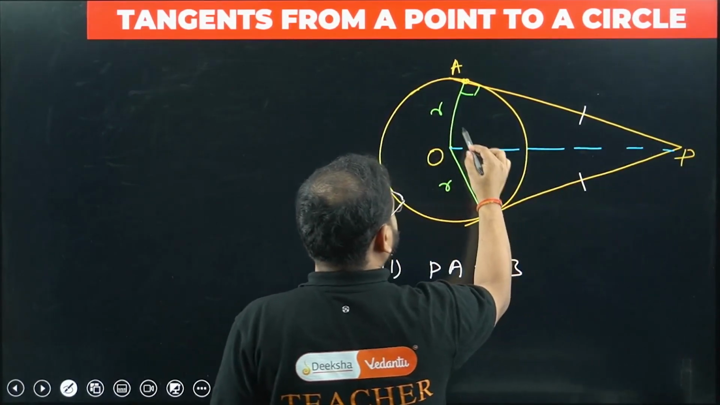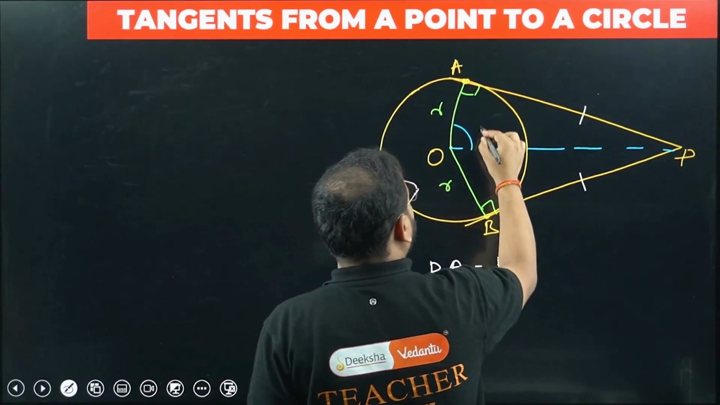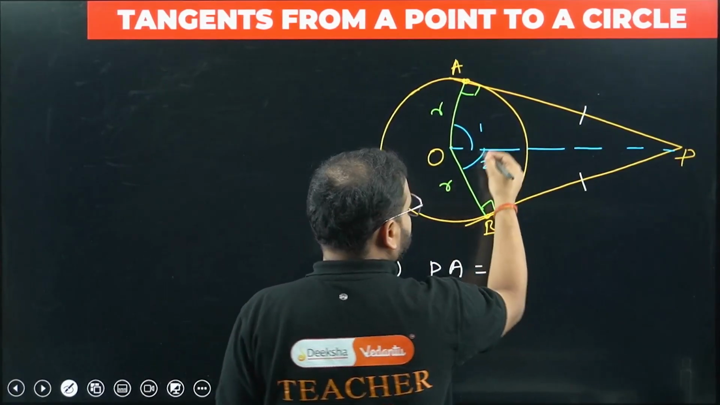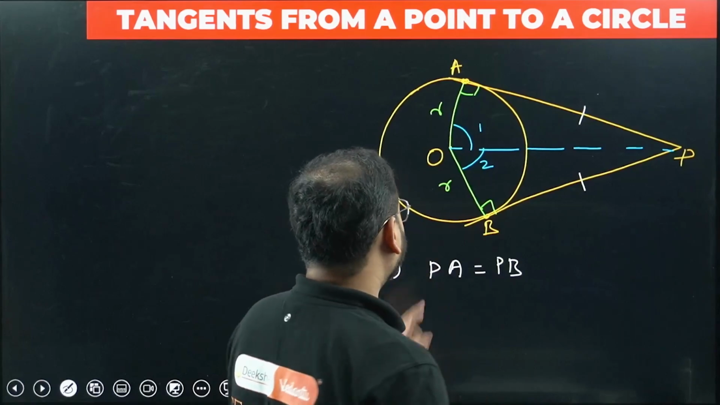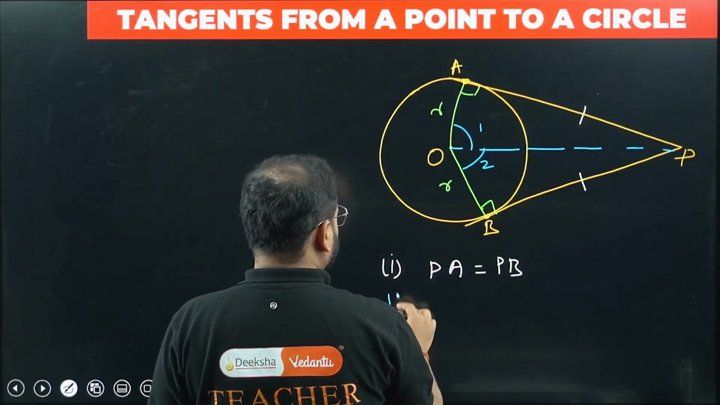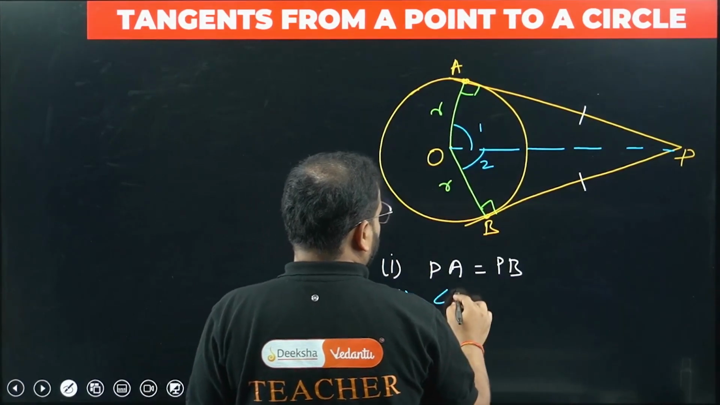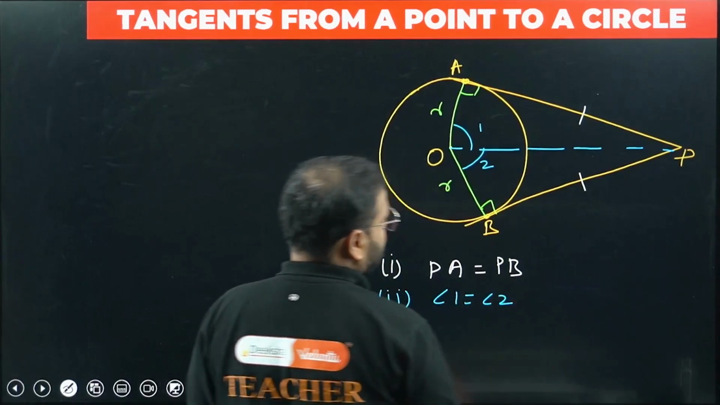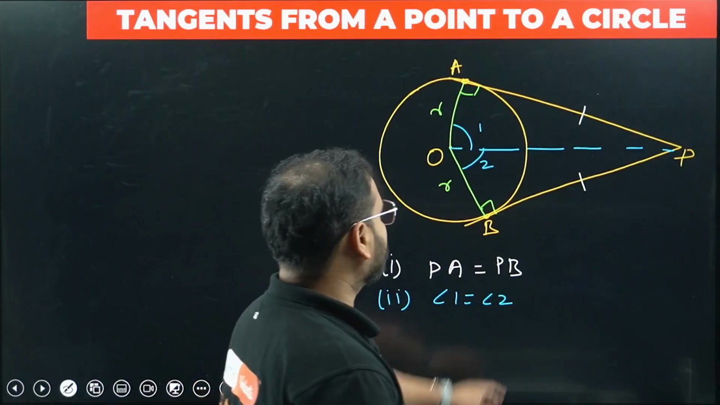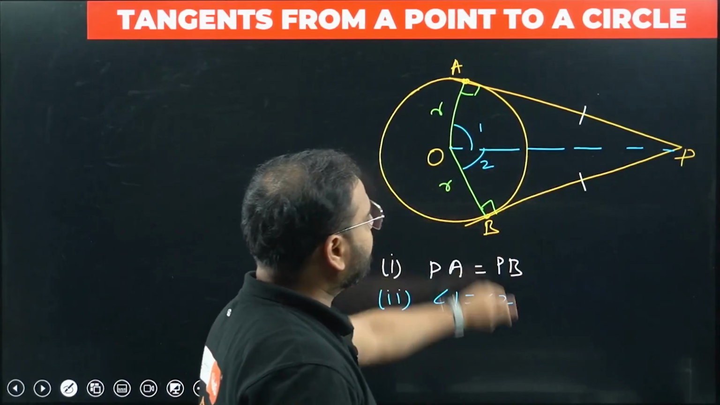This angle, bacha. If I call this angle 1 and this angle 2, they are equal in nature. Angle 1 and angle 2 are equal. So the second property goes like this: angle 1 equals angle 2. So far we had PA equals PB, and angle 1 is also equal to angle 2.